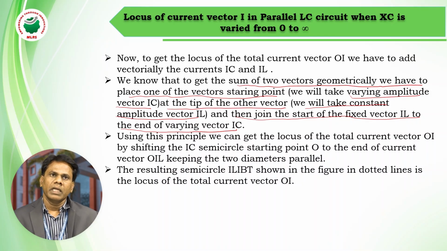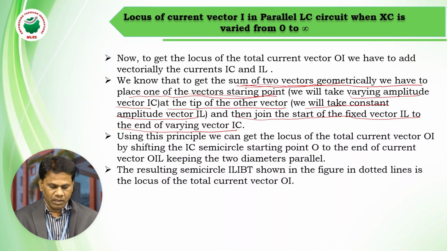If you want to draw the locus of the total current, we use the sum of the two vectors geometrically. How do we take the sum? First we place one of the vectors at the starting point, here the variable vector IC, and at the tip of it the other vector, here the constant amplitude vector IL. IL is the constant vector, and the variable vector is IC.